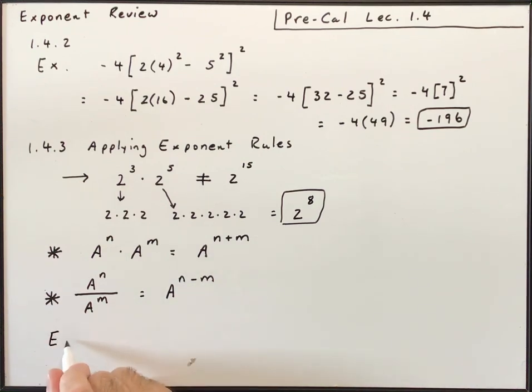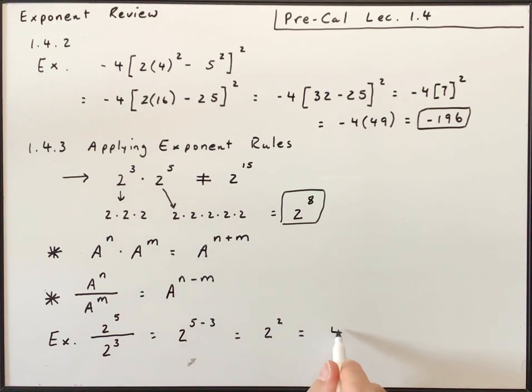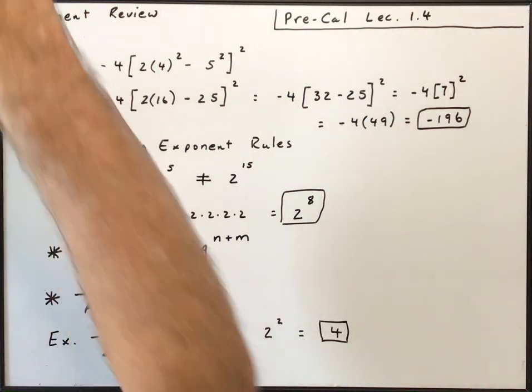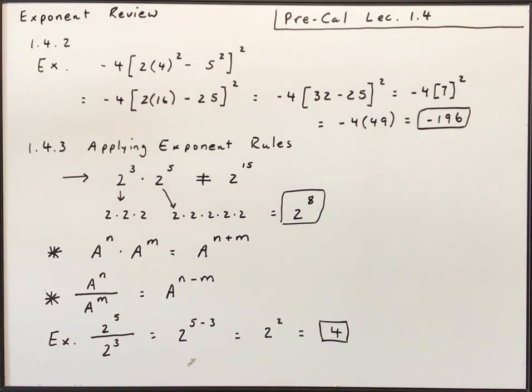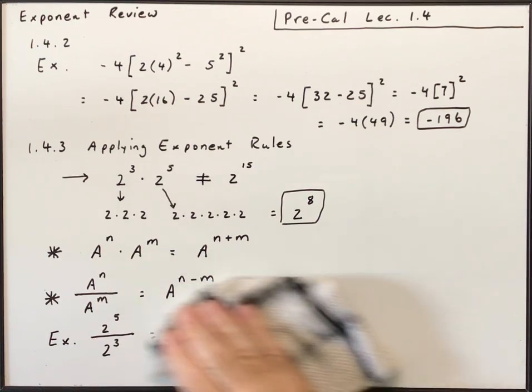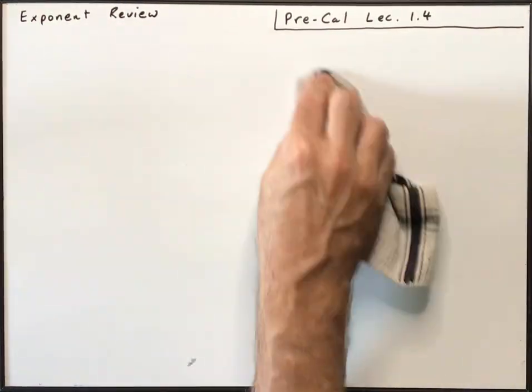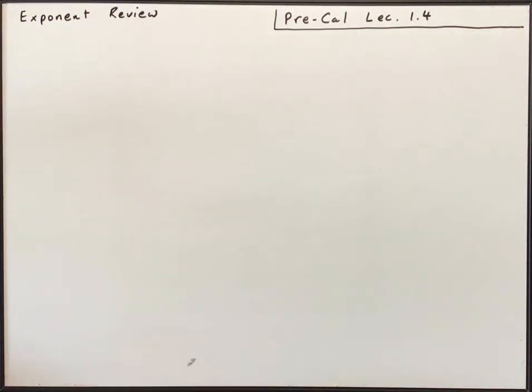So for example, if we have 2 to the fifth divided by 2 to the third, that's going to be 2 to the 5 minus 3. That's 2 squared, which is 4. Okay, so a lot of students will get this mixed up and end up accidentally multiplying the exponents when they need to add. So I'm going to do a lot of practice problems to try to help you avoid getting that rule wrong.